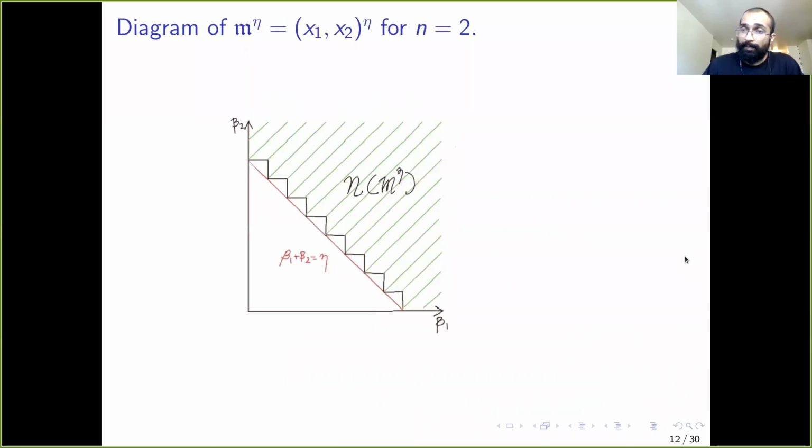Now to consider a specific example, let's say we are once again working in two variables, and we take the eta-th power of the maximal ideal, that is the eta-th power of the ideal generated by X1, X2. Then the diagram with respect to the standard ordering of this ideal is shown in this picture. The area that's hatched in green is all the points that lie inside the diagram. And we can see that the vertices of this diagram lie on a line given by beta 1 plus beta 2 is equal to eta.